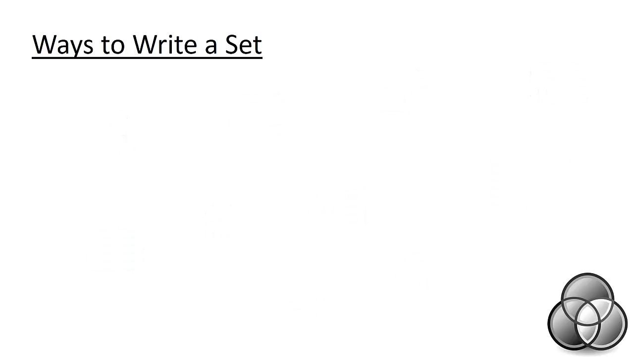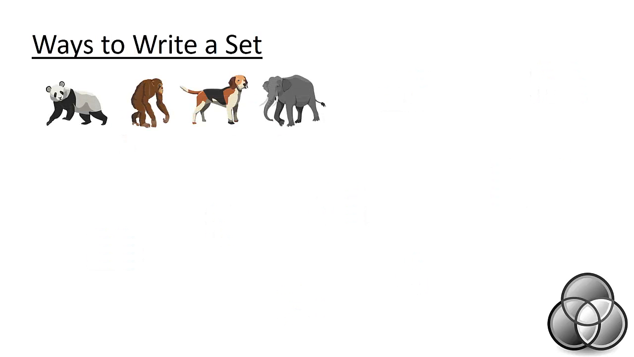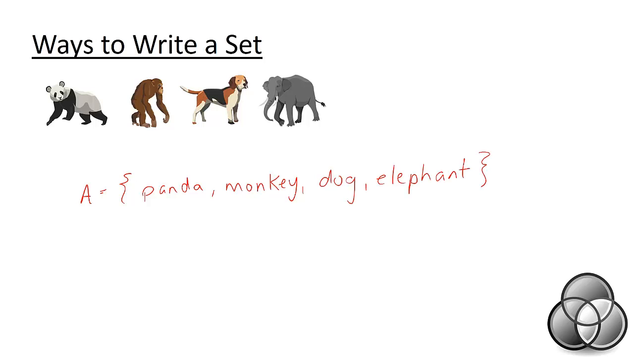So let's go back. How might we describe this set? Well, this set has four distinct animals. So we might say this is the set of four animals: panda, monkey, dog, and elephant. Since there are so few objects in this set, we could even list them like this. To denote a set, we typically use capital letters and squiggly braces. So here I've used the letter A to describe our set of four animals.